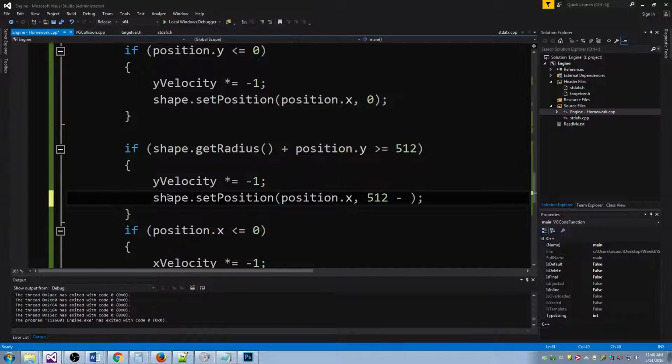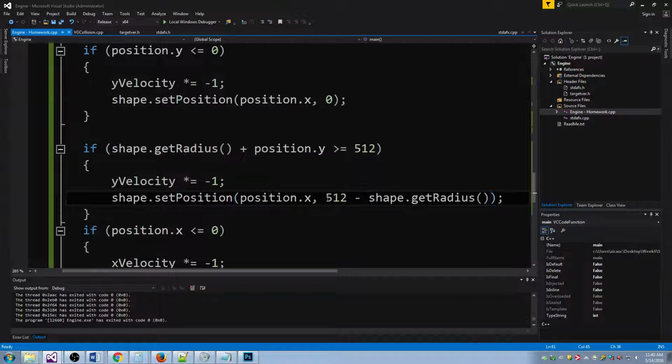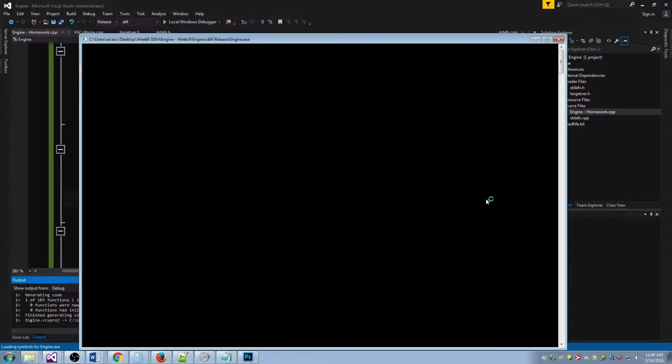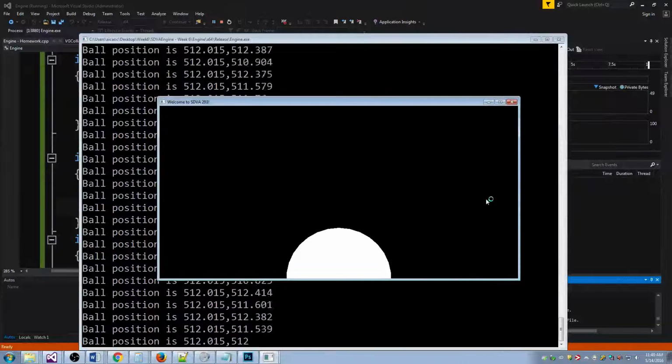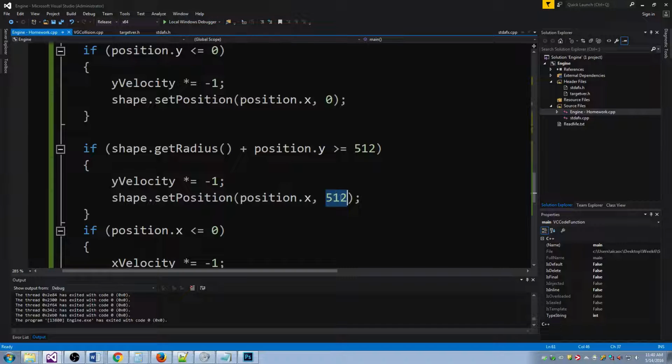This 512 needs to subtract the radius, because we're teleporting it above the bottom edge of the window. If I don't have this in, watch what happens when it goes off the bottom edge. It actually snaps to the bottom like that and gets stuck there, because that's where we're teleporting it to. We're teleporting the middle of it to be at 512. So we actually need to do this. All right.